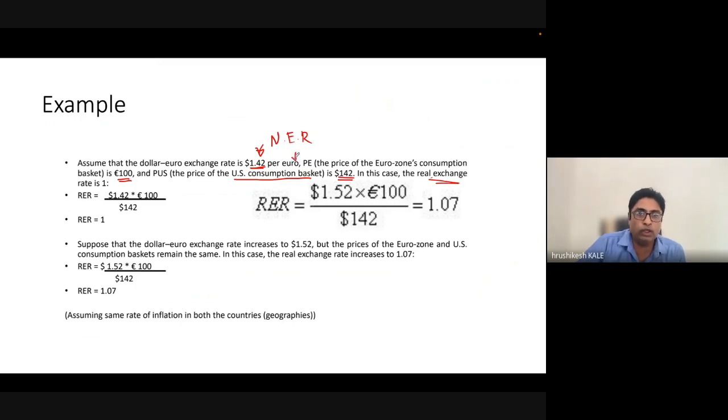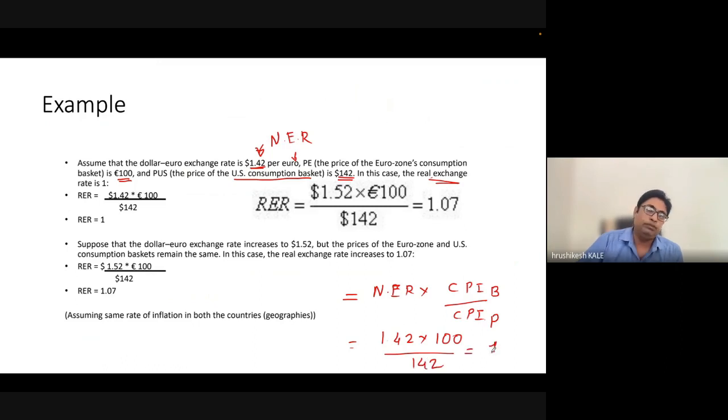Now, per euro, euro is in the denominator. So, let us calculate this nominal exchange rate into consumer price index. As euro is the base currency, the consumer price index of the base currency will come up and the other will come down. So 1.42 multiplied by 100 divided by 142. So the exchange rate comes out to be 1. That's the real exchange rate. Even though the nominal exchange rate is 1.42, when you consider inflation, your real exchange rate is 1.